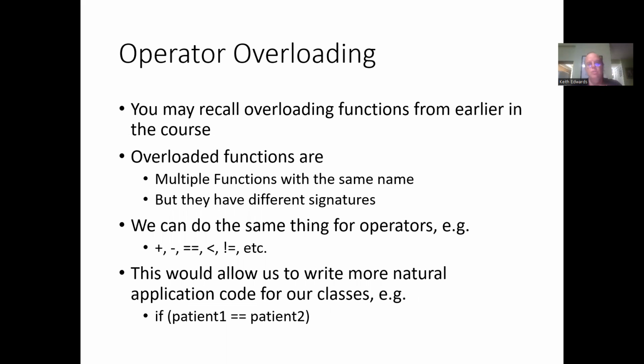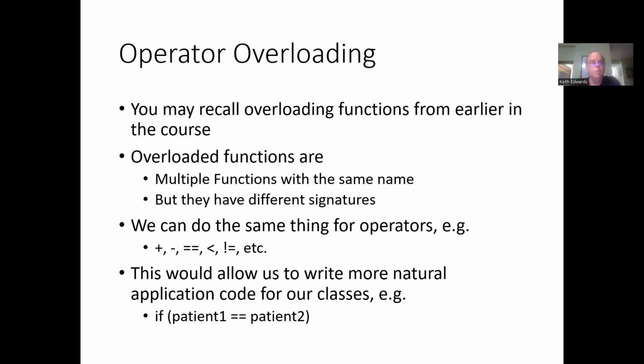And what we can do now is actually overload some operators. You may recall overloading functions from earlier in the course, or we've talked about overloaded constructors for classes. Just as a recall, overloaded functions are multiple functions with the same name, but they have different signatures. The signature constitutes the name of the function plus the parameter list and the types sent in the parameter list. We can actually do the same thing for operators. We can overload operators. So we can make a new version of the operator for plus that will work with classes, or minus that will work with classes, or compare for equality.